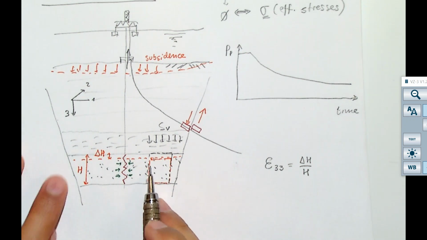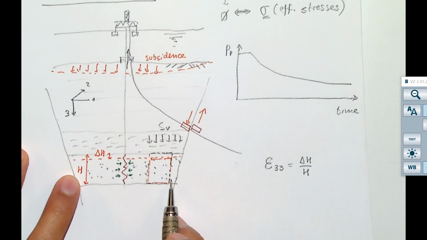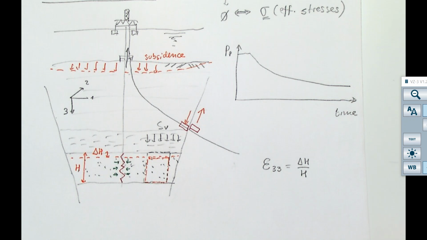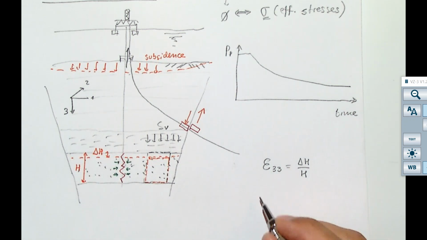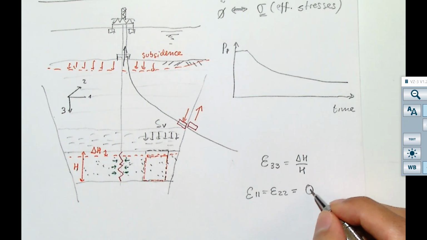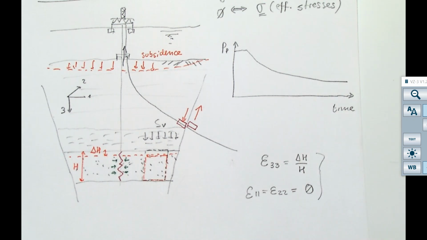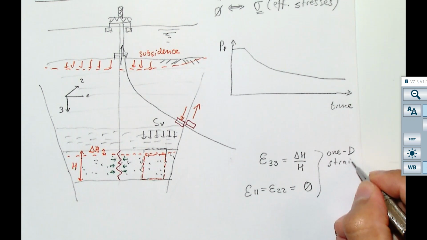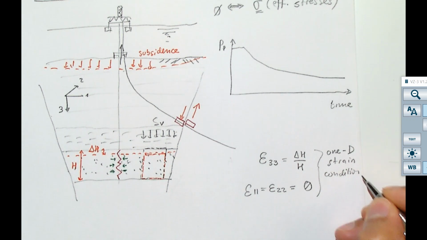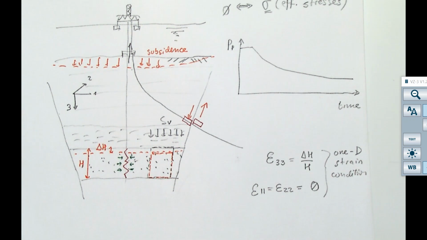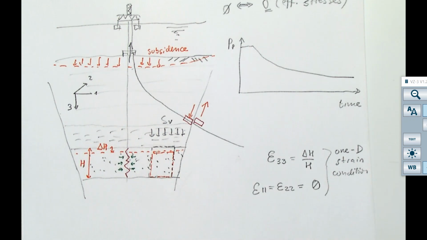With the assumption that all the top surface goes down the same amount, and there is no displacement in the horizontal directions 1 and 2, what are epsilon 1,1 and epsilon 2,2? Zero. And if you remember, this is what we have been calling for a long time the one-dimensional strain condition. And we already saw some equations that help us to solve that. Actually, this is the one that we use to calculate stresses as a function of a tectonic strain.